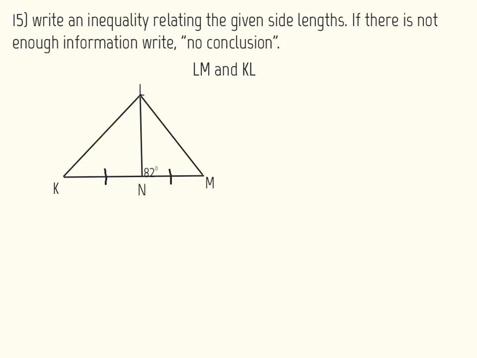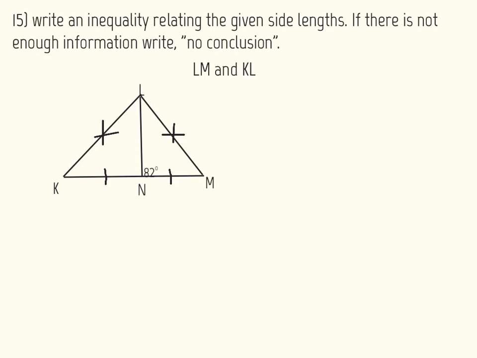For number 15, we're going to write an inequality relating the given side lengths. If there is not enough information, we just write no conclusion. So we want to relate the side LM right here to the side KL. We want to know how those two are related to each other. Okay, so what we need to do is try to see if we know enough information to even relate those to each other. Can we say they're the same? Is one bigger than the other? That's what we're looking at.